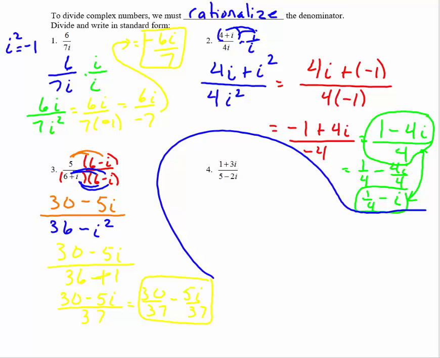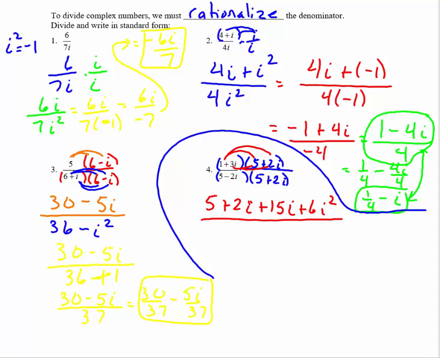Number 4. (1 plus 3i) divided by (5 minus 2i). Again, we have a binomial on bottom, so what we need to do is multiply by the conjugate, which is 5 plus 2i. Same thing, whatever we do to the bottom, we do to the top. Because they're binomials, we definitely need to put everything in parentheses so we can distribute. On the top, 1 times 5 is 5. 1 times 2i is plus 2i. Inner gives me a positive 15i. And last gives me a plus 6i squared.